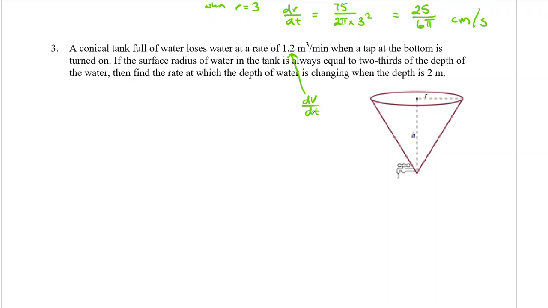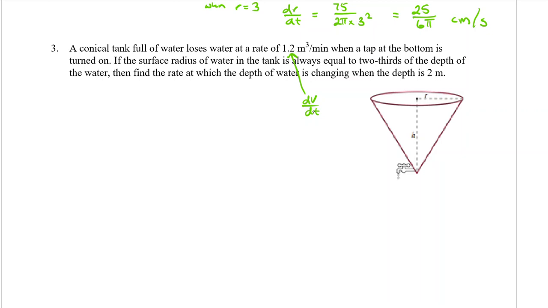All right, keep reading. When a tap at the bottom is turned on, if the surface area of the water of the tank is always equal to 2/3 of the depth of the water, then find the rate at which the depth of the water is changing when the depth is 2 meters.